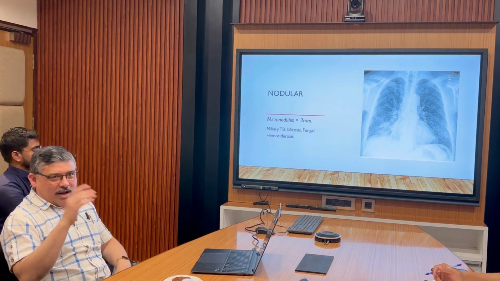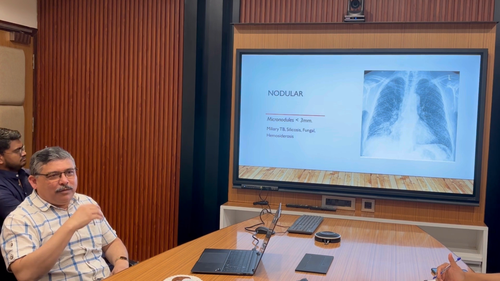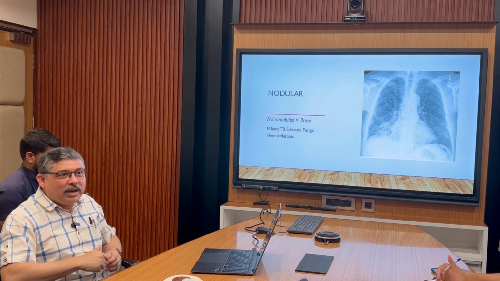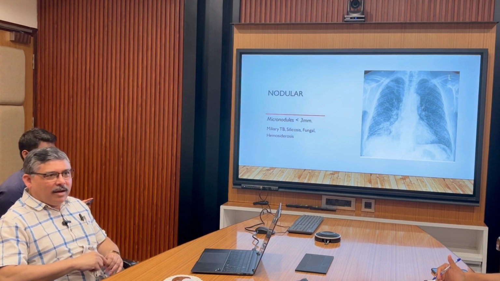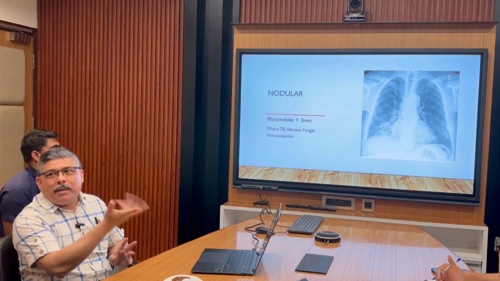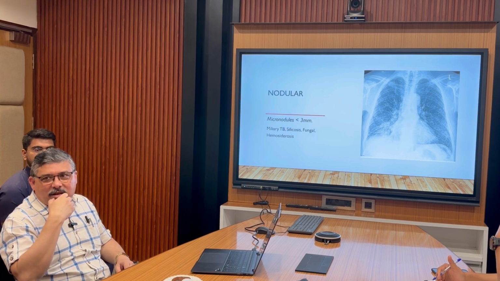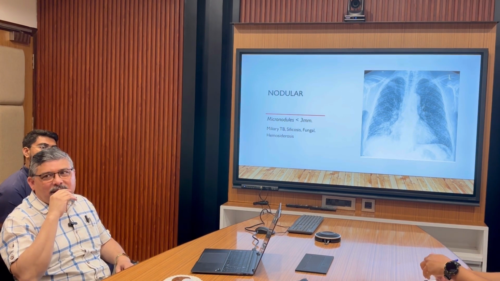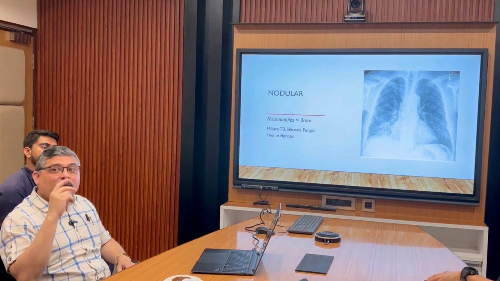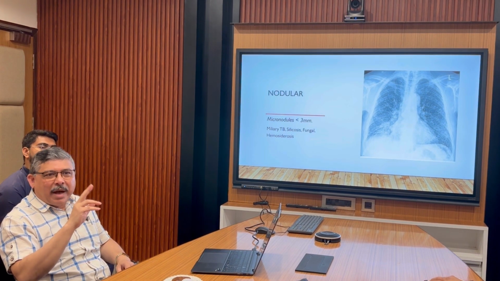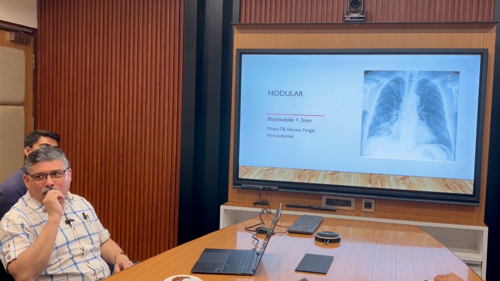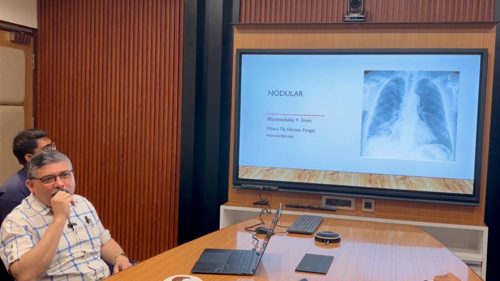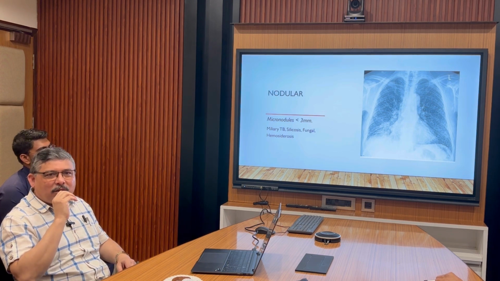So nodular lesions. So diffuse, then comes nodular. What is a nodule, by the way? What is a nodule and a mass? So the size matters. Less than 3 centimeter, it is a nodule. More than 3 centimeter, it is a mass. There are two types of nodule. One is a micronodule, one is a macronodule. So less than 3 millimeter is a micronodule. Above 3 millimeter is a macronodule.